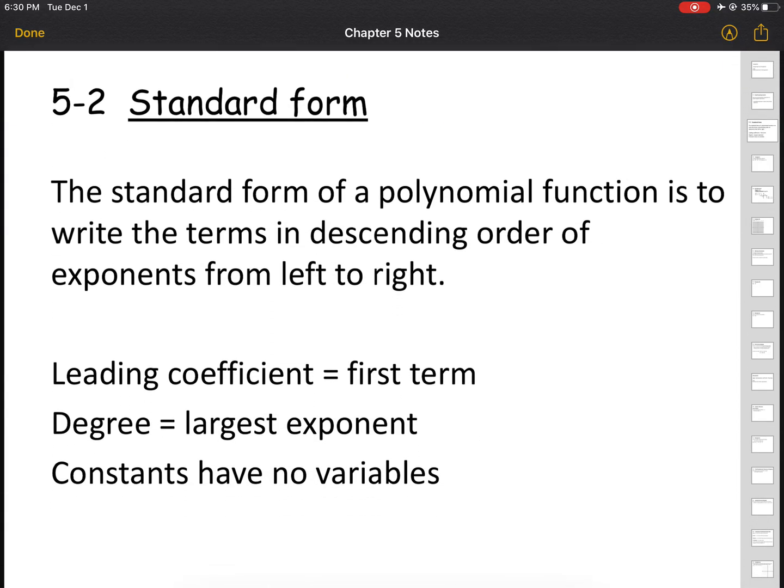Standard form of a polynomial function is to write the terms in descending order from left to right, okay? And when we say descending order, we're doing it by the exponents. So we call that standard form, if your exponents go from biggest to smallest, from left to right. Our leading coefficient is the coefficient of the first term in standard form. The degree is the largest exponent we have in that polynomial function. And constants are just plain old numbers that have no variables attached to them.